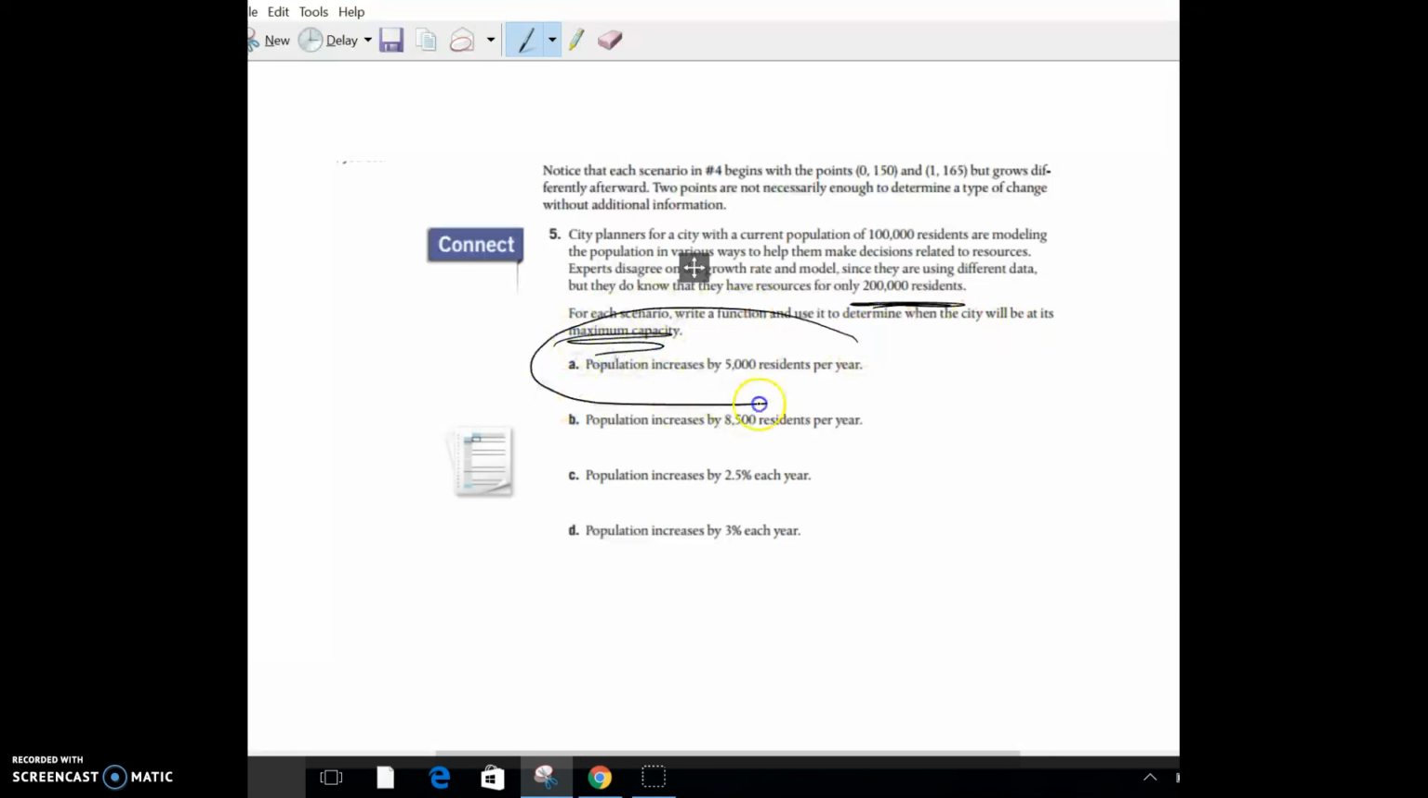So let's do the increase. If it's 5,000 per year, is that exponential or linear? Basically, linear is arithmetic, when you add all the time. Geometric is when you multiply all the time. So if I'm just increasing by 5,000, I'm just adding all the time.